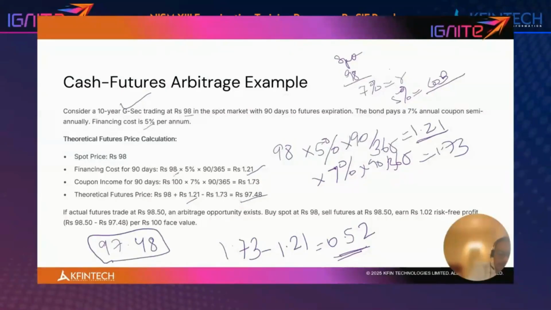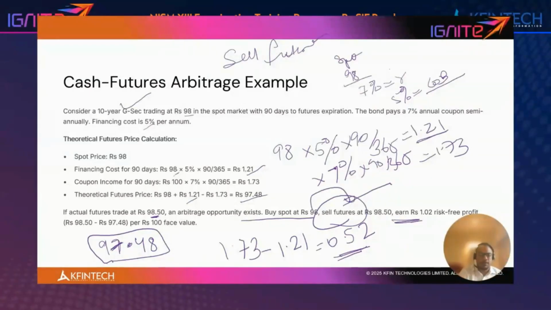If the actual future price trades at 98.5, an arbitrage opportunity exists. Which arbitrage opportunity exists? This should be the future price. If the future is overpriced, then you sell the futures. Sell the futures and earn the difference between spot and future. This is similar to what we have seen in the cash and carry arbitrage. If the future is overpriced, you sell the futures. If the future is underpriced, you buy the futures.